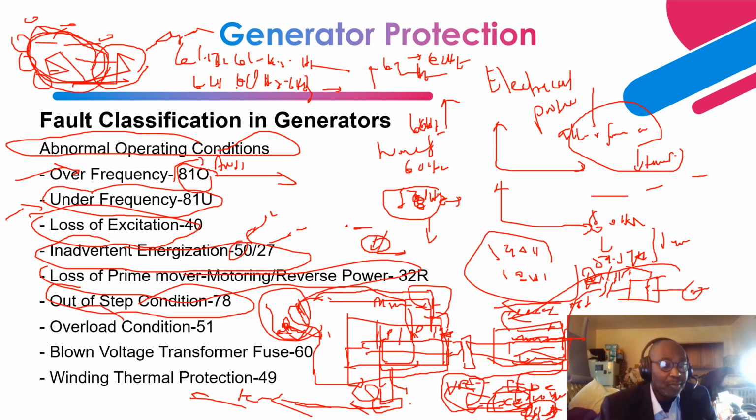Next is overload condition. Okay, so overload condition comes into play when you have a generator that picks up a load, right? So you have the overload curve, and the set point is, let's say, 1.25 times the full load, right? So once the loading exceeds this set point, that is when this relay basically picks up and starts timing.